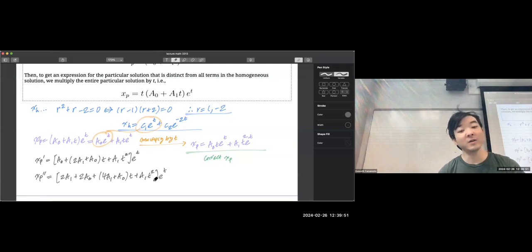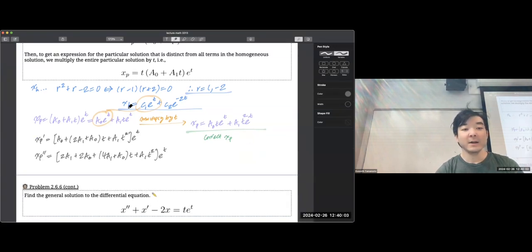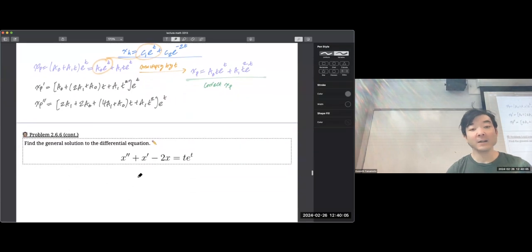And if you just combine things in the end, you can check that this is what you'll get for both the xp prime and xp double prime, right? That's just a Calc 1 exercise. So what do you do with that? I have another page here because I knew this is going to be so long. You're going to plug it in.